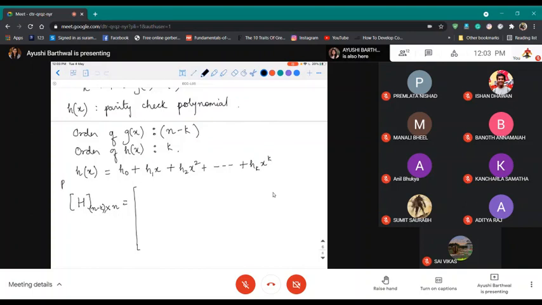So we'll be writing the parity check matrix. It will be of the order n minus k cross n. The first element of the parity check matrix, that is first row and first column, will be the higher order term.